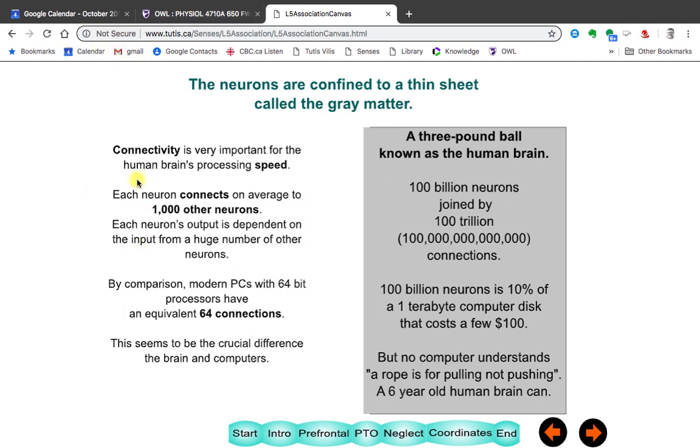Connectivity is a very important part of the processing speed of the human brain. Each neuron connects to 1,000 other neurons, and they in turn connect to 1,000 others, and so forth. And so it's what distinguishes us from computers. A modern computer has what's called 64-bit processors. So they only have 64 connections in comparison. And that's a crucial difference.